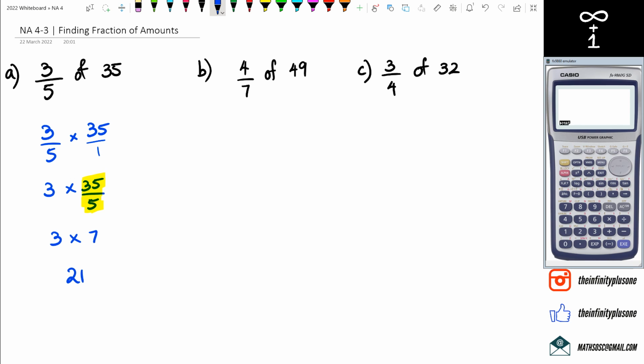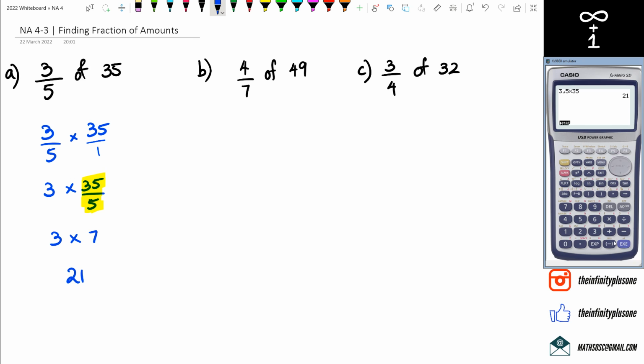Now, if for any reason you have a calculator, one of these graphics calculators, then you could actually do 3/5 of 35 in the calculator. The way we do it is we click on 3, ABC, which is the fraction button. So that is 3/5 right there. And we're going to multiply it with 35. And there we go, 21.